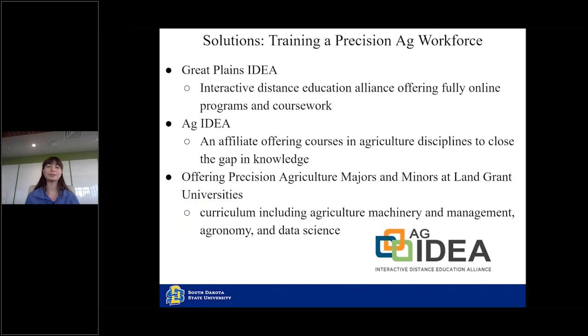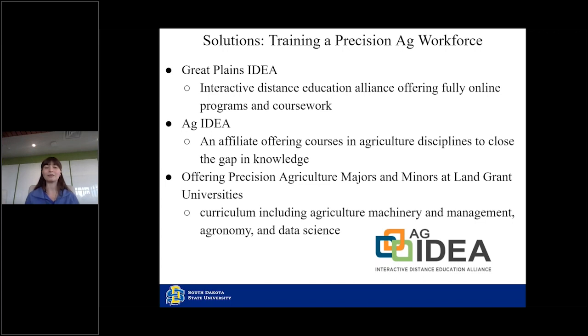But there are solutions to training a precision agriculture workforce, and we're working towards that and progressing that every day, which is really exciting. So essentially, there is Great Plains IDEA, which is an interactive distance education alliance, and it offers fully online programs and coursework. And the Tri-Societies have partnered with Great Plains IDEA as an affiliate and they've created Ag Ideas, and they have created online courses for agriculture disciplines. And hopefully this helps to close the gap and allow for continuing education when it comes to these practical field applied skills, as well as data intensive thinking skills.